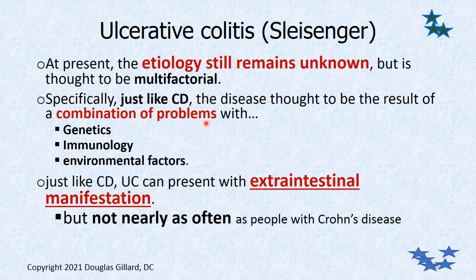At present, the etiology is still unknown with regard to causation of this, but just like Crohn's disease, ulcerative colitis is thought to be secondary to a combination of problems with genetics, immunology, like an autoimmune component to it, and environmental factors. Just like Crohn's disease, it can present with extraintestinal manifestations, but not nearly as often as people with Crohn's disease, who have much more trouble with extraintestinal manifestations and enteropathic arthritis.